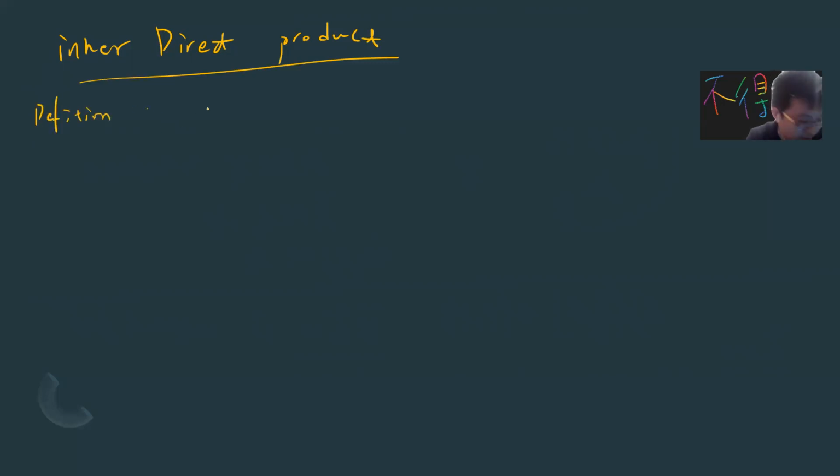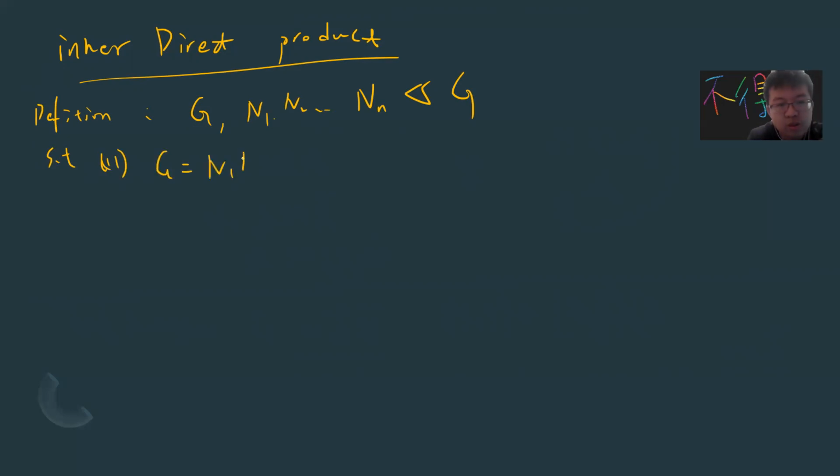The definition says that, let's say G is a group, and N1, N2 up to Nn are normal subgroups of G. So every one is a normal subgroup of G, such that the first condition is that G equals N1 N2 up to Nn. So this is as a set, right? Given any g in G, you can find elements in N1, in N2, and Nn such that their product is g. Okay, so now this product is defined to be the group operation starting from G.